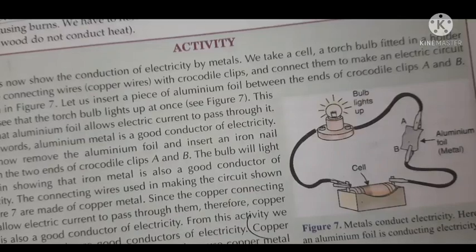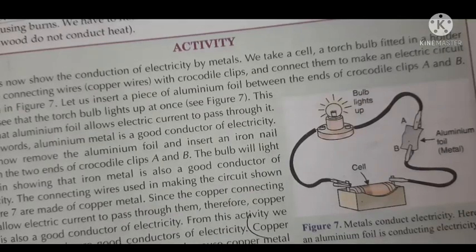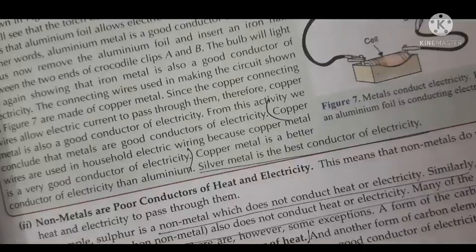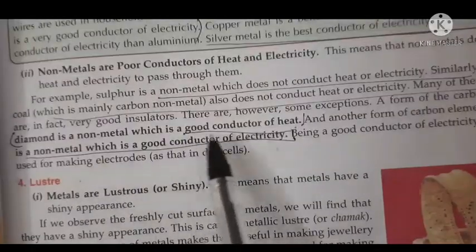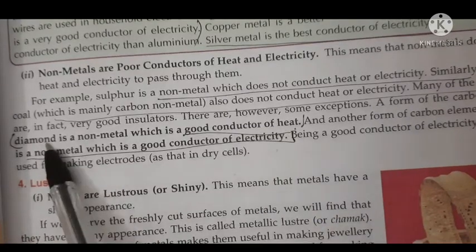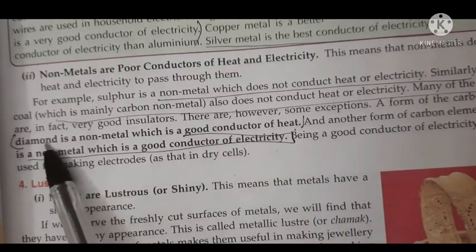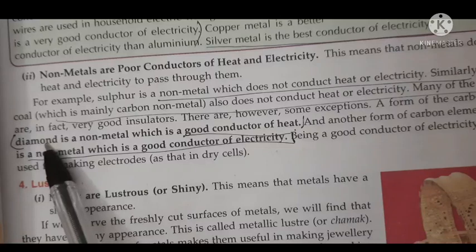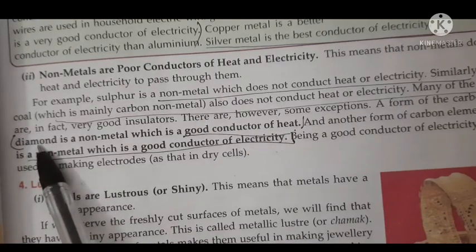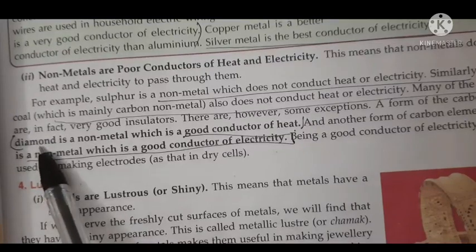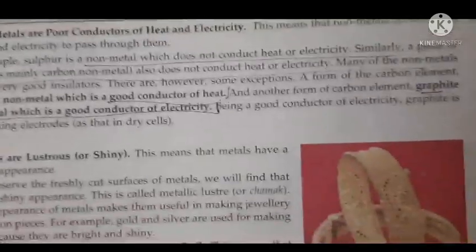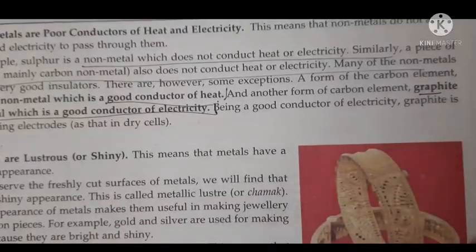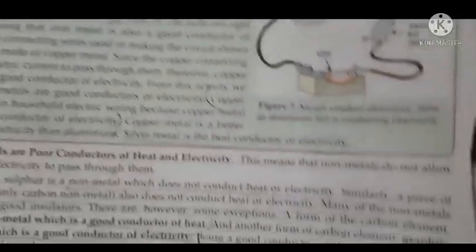But students, carbon, you know, is a non-metal. So carbon is a poor conductor of heat and electricity because it's a non-metal. But here, diamond is a non-metal which is a good conductor of heat. What is diamond? Diamond is nothing but one form of carbon. So if carbon is a non-metal, according to that, diamond should be a poor conductor of heat. But diamond is an exception. Diamond is a good conductor of heat, and graphite, which is also one form of carbon, is a good conductor of electricity.